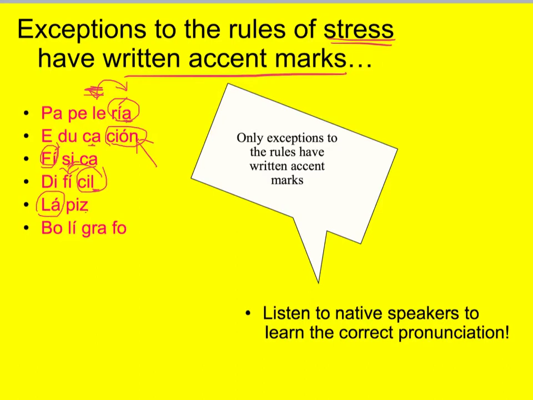Bolígrafo. Here the stress comes on the third syllable, instead of on the next to last syllable like it might be. So the written accent mark moves the stress to a different place in the word than it's expected to be. Therefore, what you might be thinking is, only exceptions to the rules have written accent marks. Words that follow the rules do not need a written accent mark. So you have to listen, listen, listen, and imitate. That's how you learn correct pronunciation.